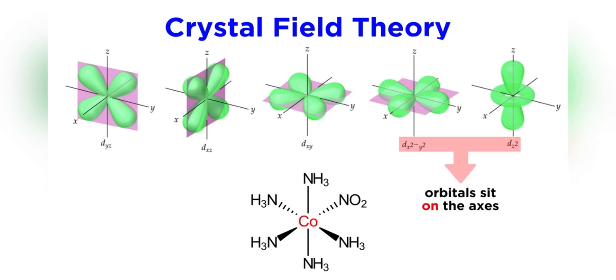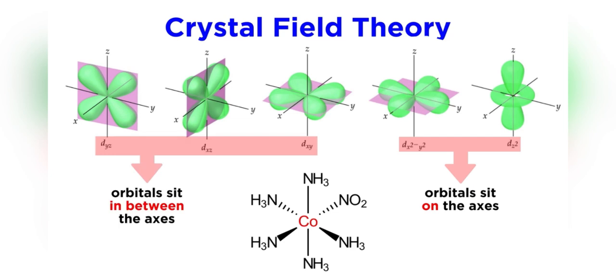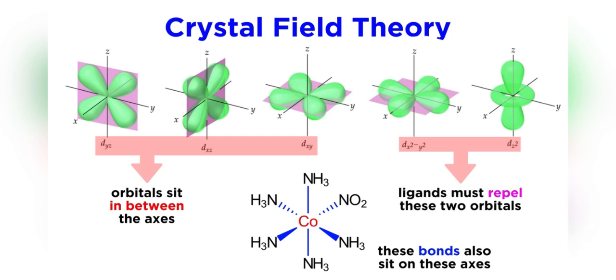We must note that two of the d orbitals, the dx squared minus y squared and the dz squared orbitals, have lobes that extend on the x, y, and z axes, meaning that electron density is sitting on these axes, whereas the other three orbitals have lobes that sit in between the axes. Looking at the octahedral complex, the bonds to the ligands also sit on these axes, which means that in order for ligands to approach the metal atom, their point charges must repel the electron density in these two orbitals.